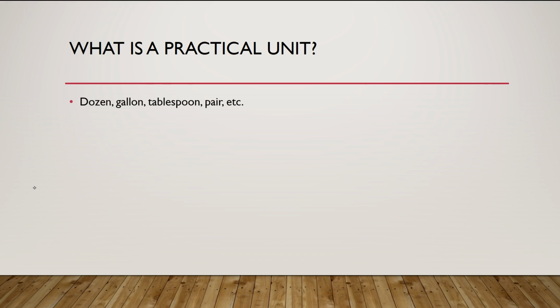So some units you're familiar with from daily life: a dozen. A dozen of something is 12 of something. A gallon refers to a certain number of ounces, whether it's a gallon of gas or a gallon of milk. Tablespoon, pair. Those are practical units because we can interchange that number. If I have a dozen cookies versus a dozen donuts, I know I have 12 cookies or 12 donuts.